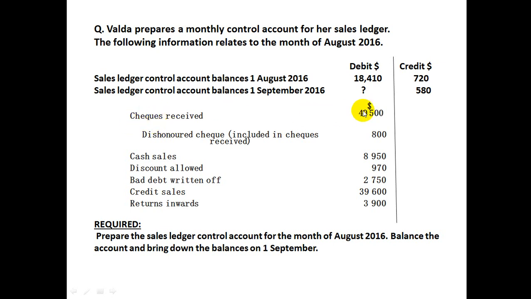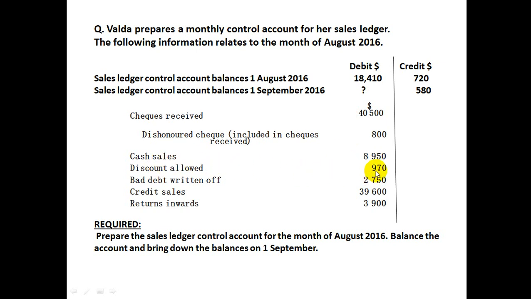Cheques received. It will come in the credit side of the sales ledger because the sales ledger is actually the trade receivable ledger. So it will go in the credit side. Dishonored cheque. It will come in the debit side because it increases the trade receivable. The cheque which we had received is dishonored and it is again to be received from the customer. Therefore, it will come in the debit side. Cash sales. Totally ignore this because we are working on the trade receivable ledger. So cash sales has nothing to do with it.